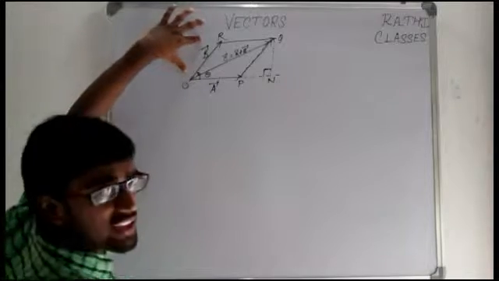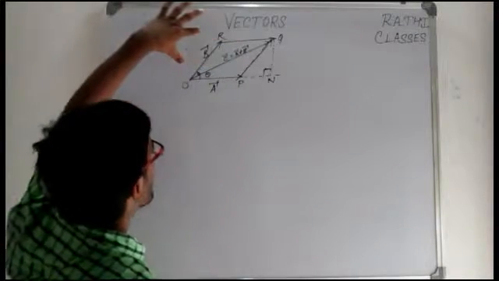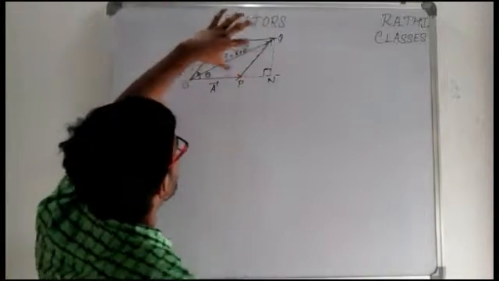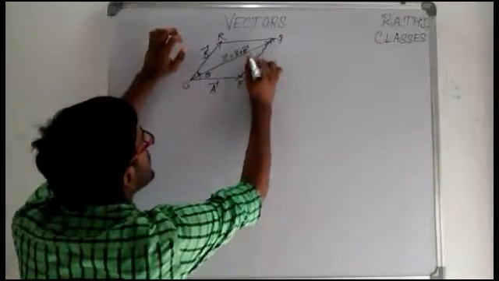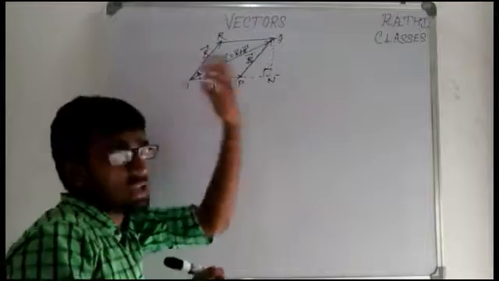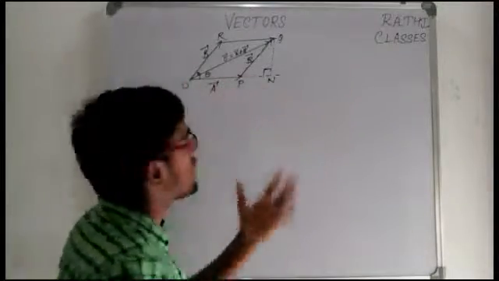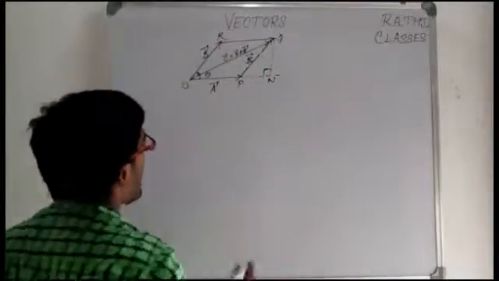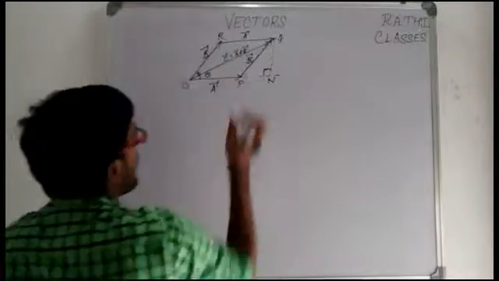Now, if this is vector B, then I can transform this here and say that this is vector B, because the length remains the same as opposite sides of the parallelogram are of the same length, and the direction is also the same. So this will be vector B, and similarly this will be vector A.